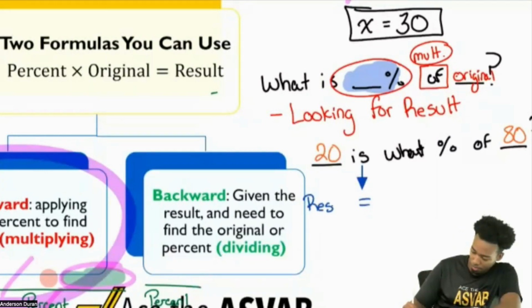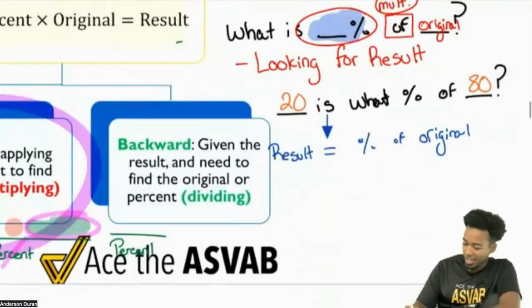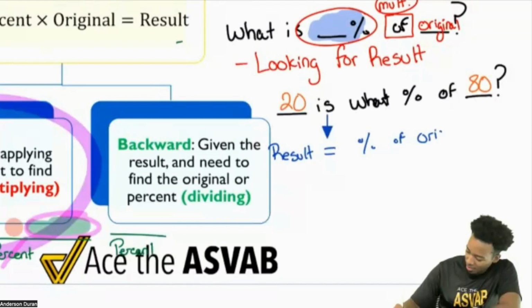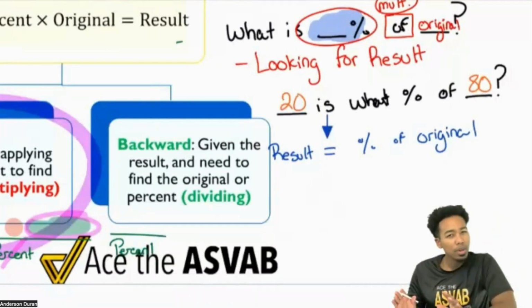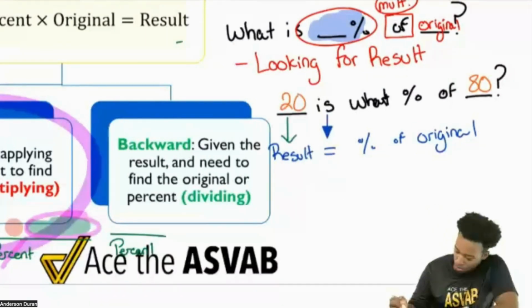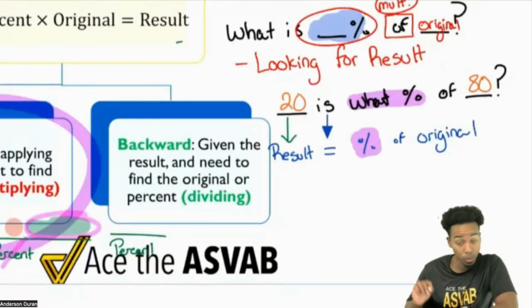The result is the percent of the original. That handwriting is not my proudest, but there it is. Let me actually fix that up for you. I got you. So everyone, if I structure it this way, can you see that we're given the result, and what percent part of it, that's what's unknown, that's what we don't know.